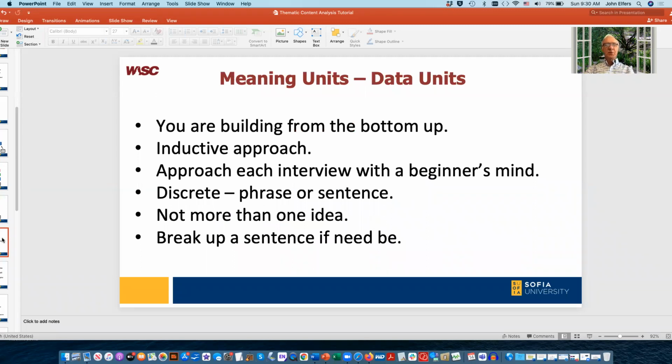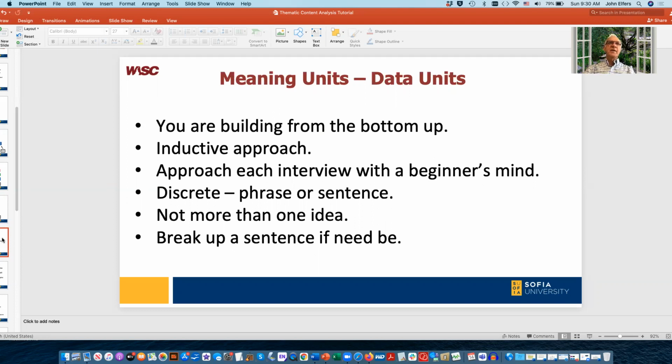So let's begin to look at meaning units. The individual discrete units of data in thematic content analysis are called meaning units or data units. I prefer the term meaning units since the name indicates what it is, and it's a reminder to me of what I'm looking for. I'm looking for meaning, so I just prefer the term meaning units, and that's what I'll be using here.